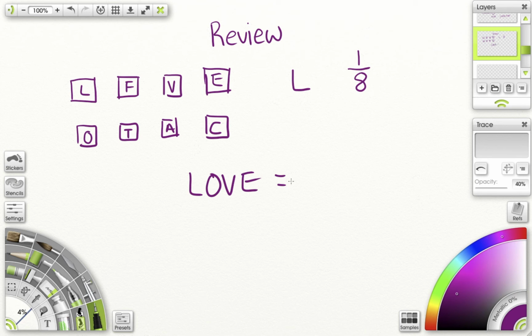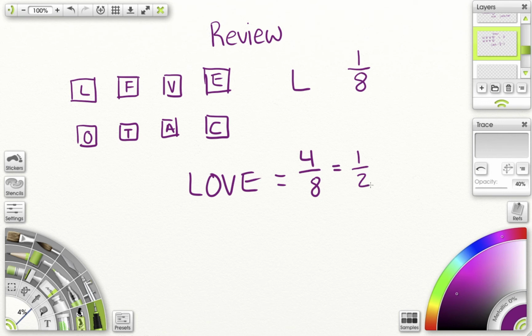Well, let's check to see what letters I have. I have L, I have O, I have a V, and I have an E. So I have all the letters for love. There's 4 letters. There's only one of each of those letters. So therefore I have 4 out of 8, because I have 8 tiles altogether, chances to get a letter from the word love. Or if I reduce this, I know that 4 is half of 8, so I have 1 out of 2 chances.